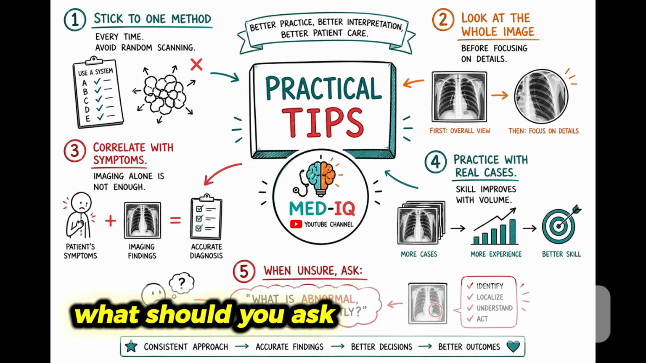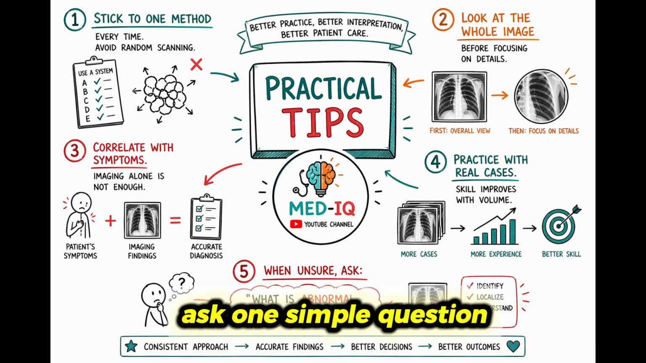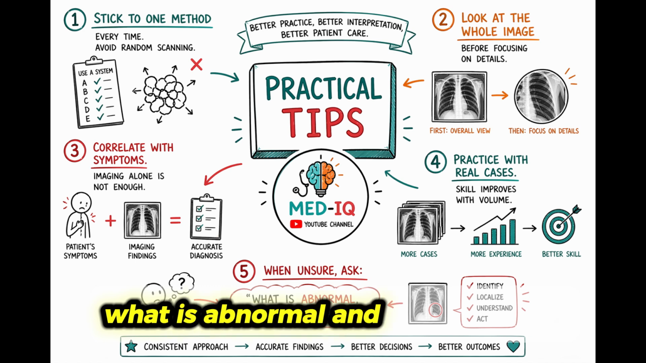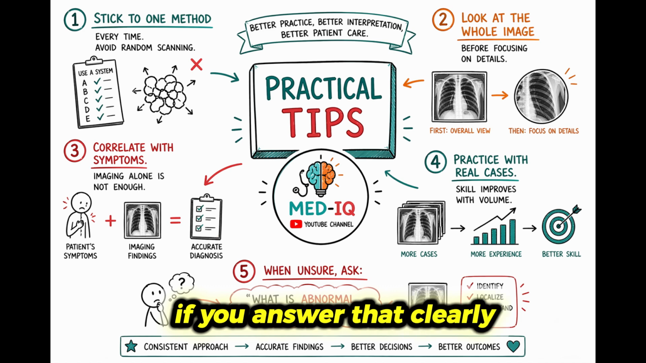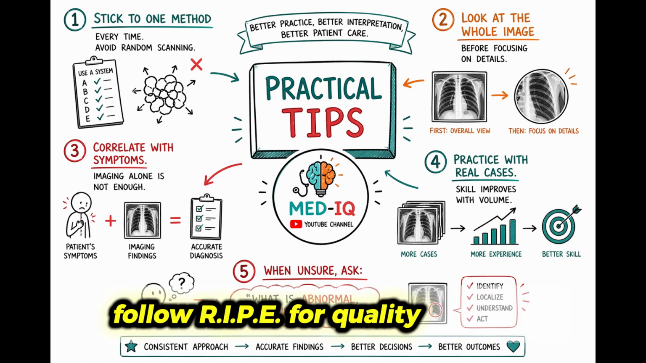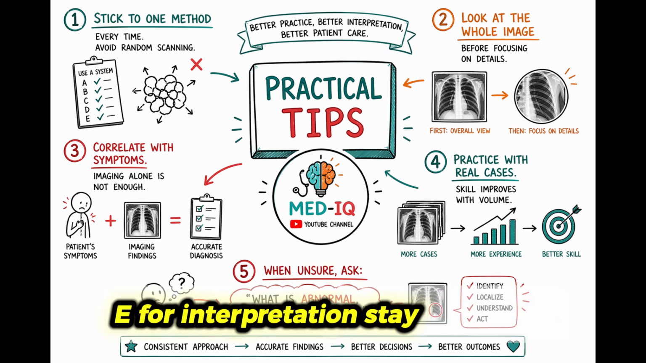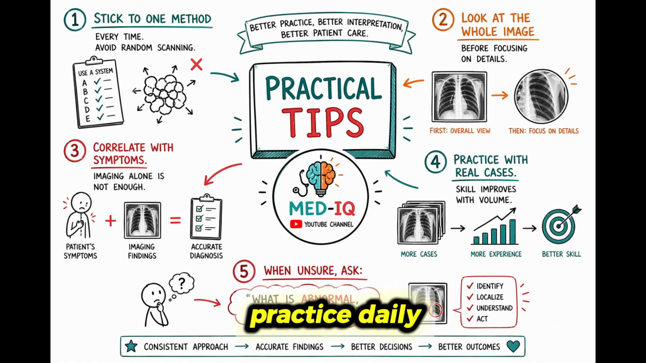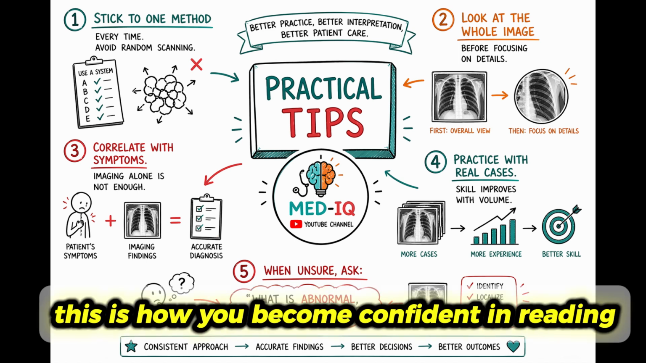What should you ask when you feel stuck? Ask one simple question. What is abnormal and where exactly? If you answer that clearly, you are on the right track. Follow RIPE for quality, follow ABCDE for interpretation, stay consistent, practice daily. This is how you become confident in reading chest X-rays.